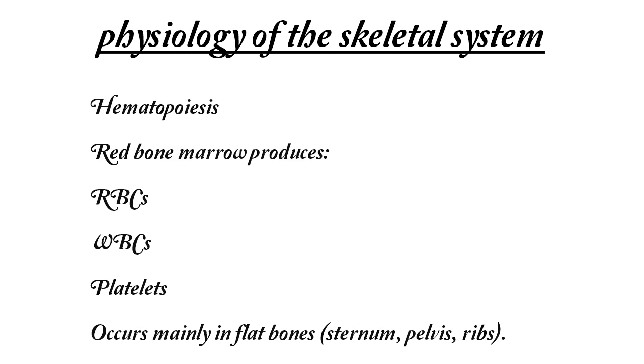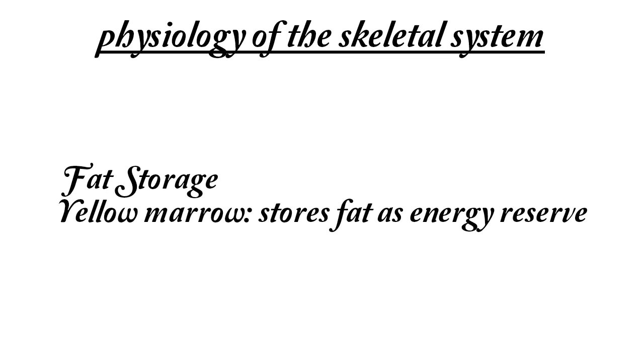Now the sixth function, rather, is fat storage. So yellow bone marrow found in the medullary cavity of long bones stores fat in the form of triglycerides, and this serves as an energy reserve.